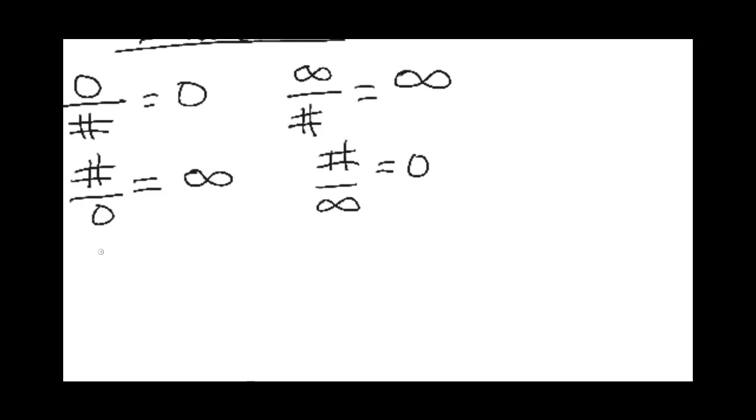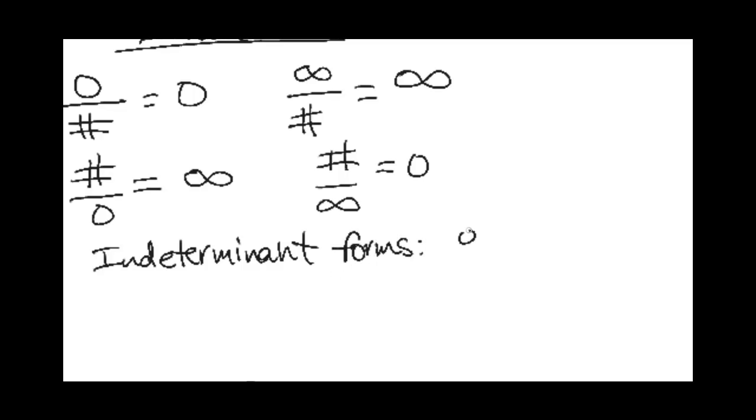Next thing you got to watch out for is the indeterminate forms. And those are 0 over 0 or infinity over infinity.